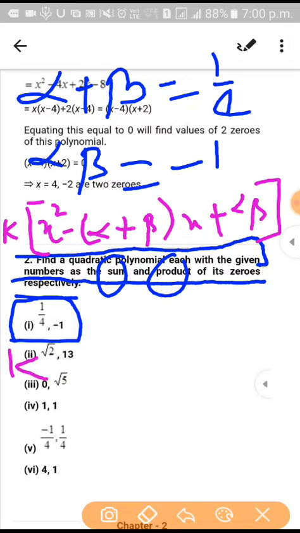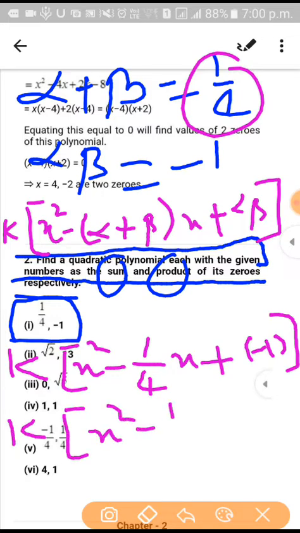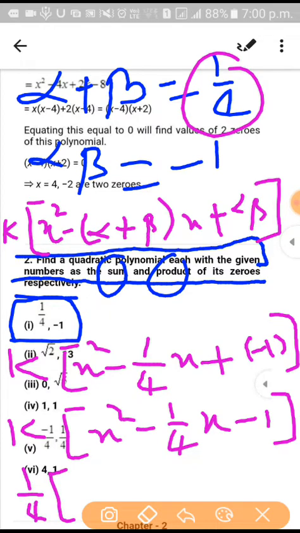So k as it is, x square minus alpha plus beta is what? 1 by 4. In place of alpha plus beta we will take 1 by 4. X is x plus alpha into beta is what? Minus 1. So we can write k x square minus 1 by 4 x minus 1. Okay, so we can take this 1 by 4 common. So I am going to take 1 by 4 common. So this will be 4 x square minus x minus 4, right?